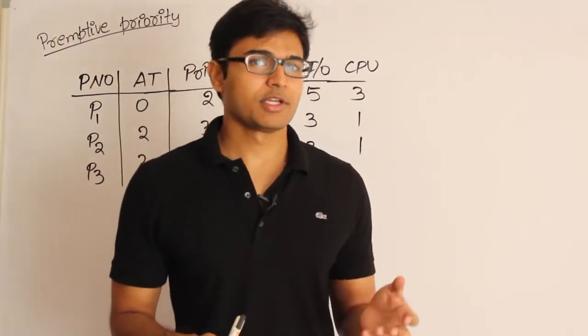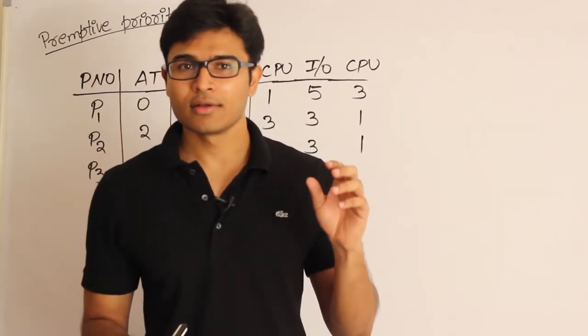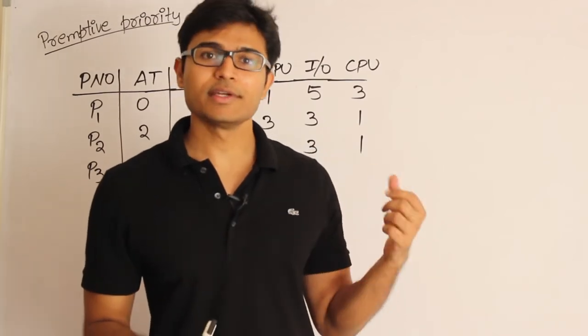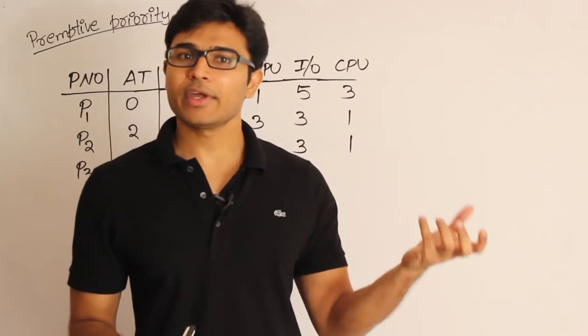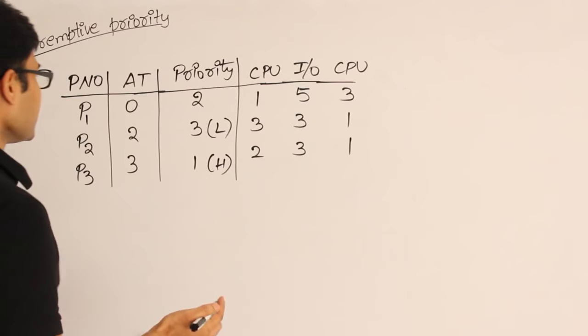And here the tricky part is that even the burst times are involved, which means even if you don't pull out a process because of the priority issue, the process will itself get out from the CPU and get into the blocking state because of the IO requirement. Let's see this.